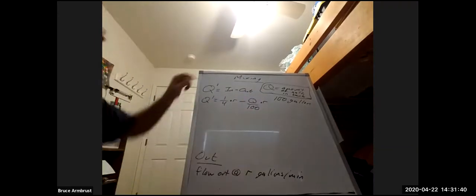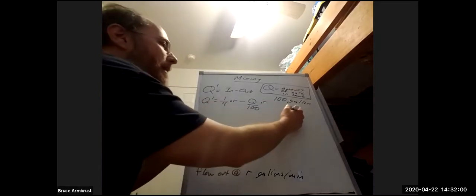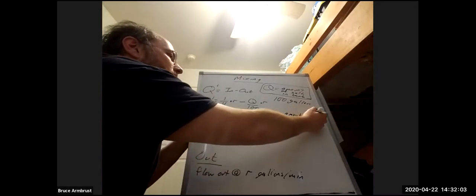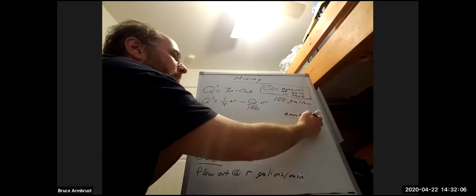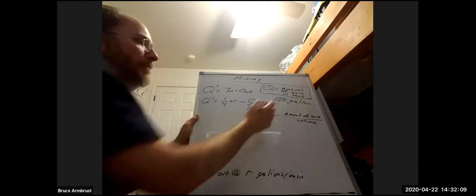This is going to be Q over 100 because it's the amount of salt divided by how many gallons we have, right? It's kilograms per gallon. Just like this 1/4 was kilograms per gallon. It was 1/4 of a kilogram for every 1 gallon. So that is exactly how we got that. That concentration comes from the amount of salt divided by the volume. The amount of salt, we just don't know what it is. It's Q. But we do know that its volume is still 100 gallons.